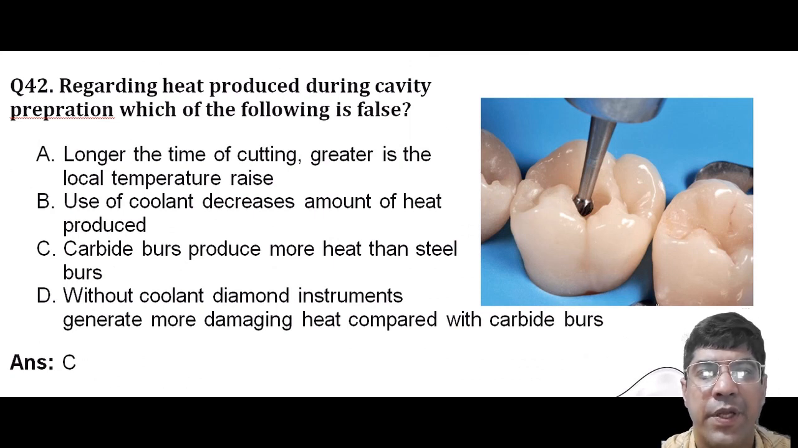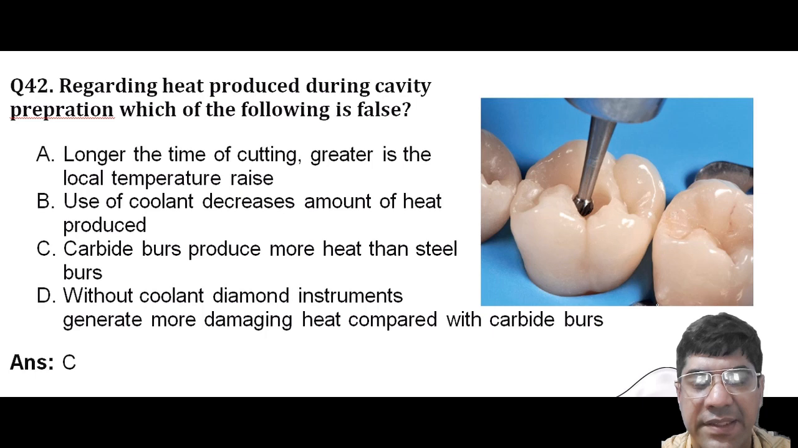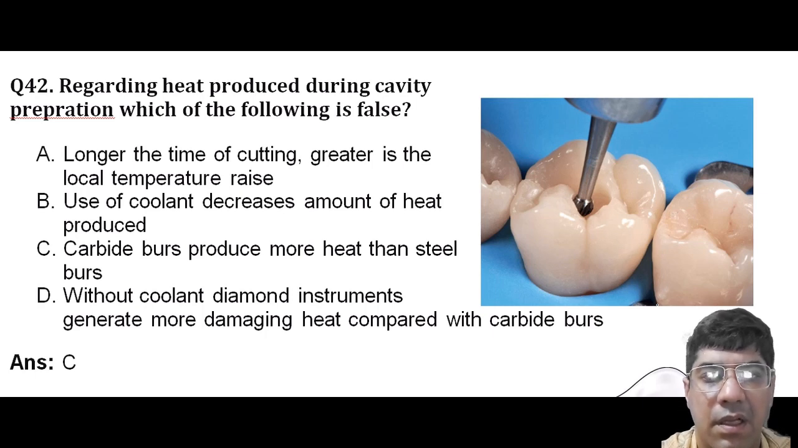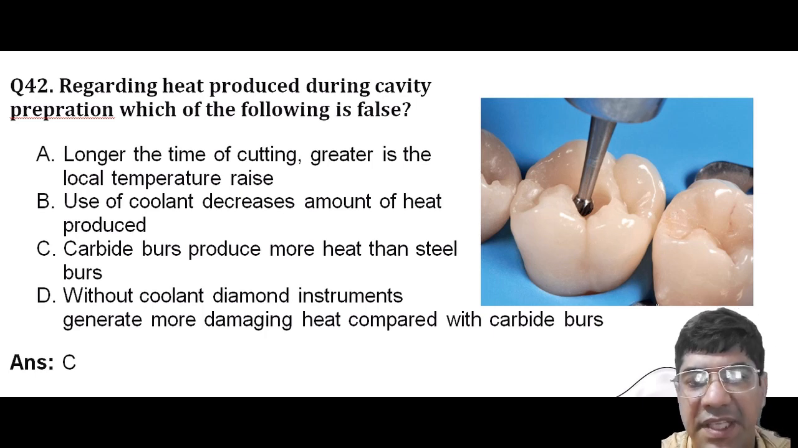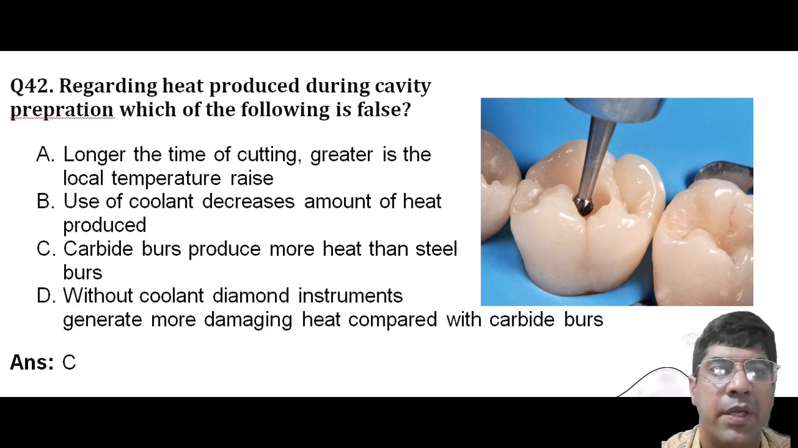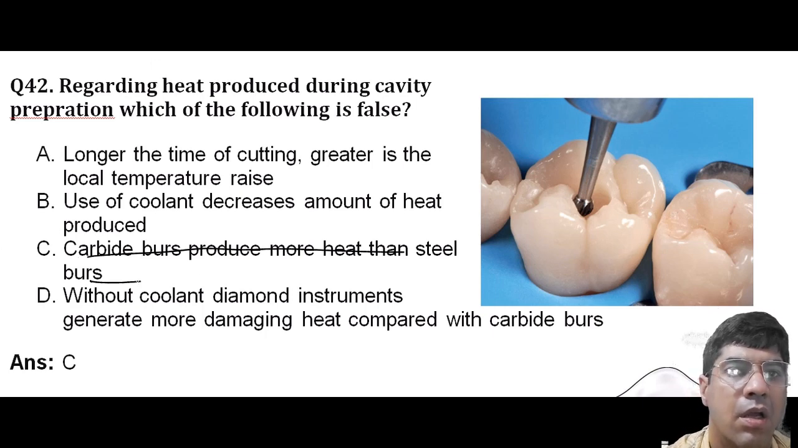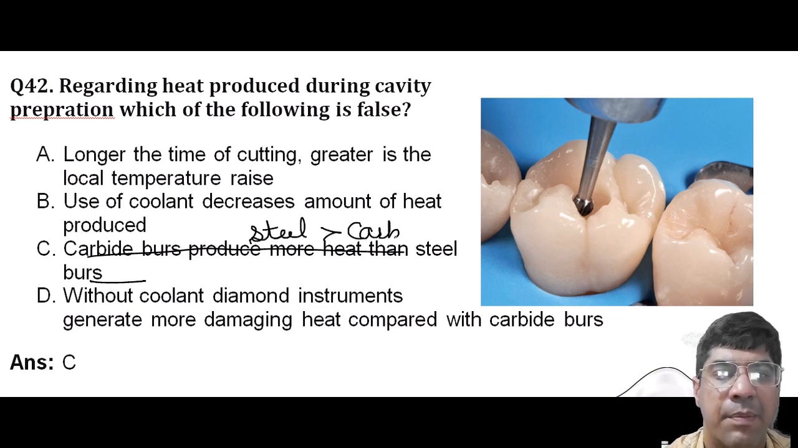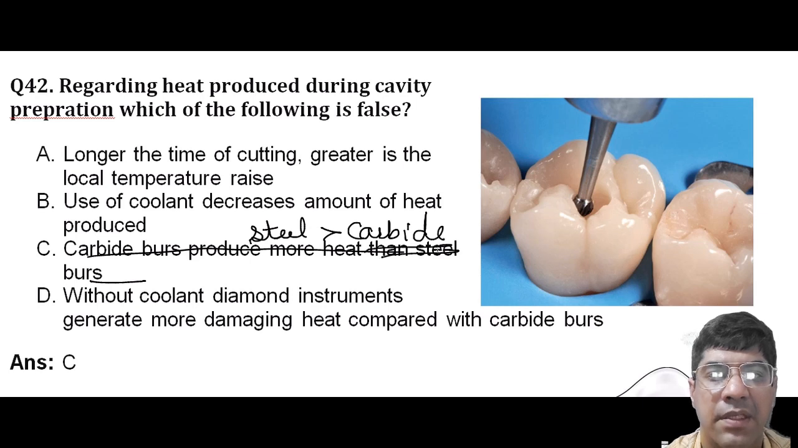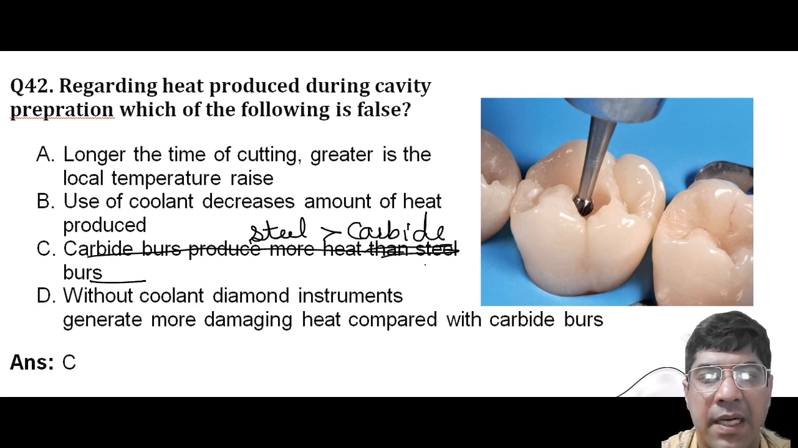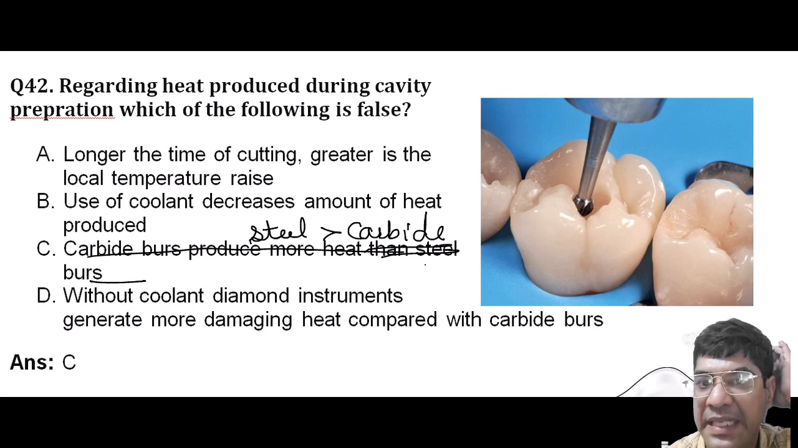Regarding the heat produced during the cavity preparation, which of the following is false? The answer is C. The correct statement is that it is the steel burrs that produce more heat as compared to the carbide burrs. The steel burrs are less efficient at cutting and tend to generate more heat during the cutting process, whereas the carbide burrs are known for their ability to cut efficiently with less heat generation.